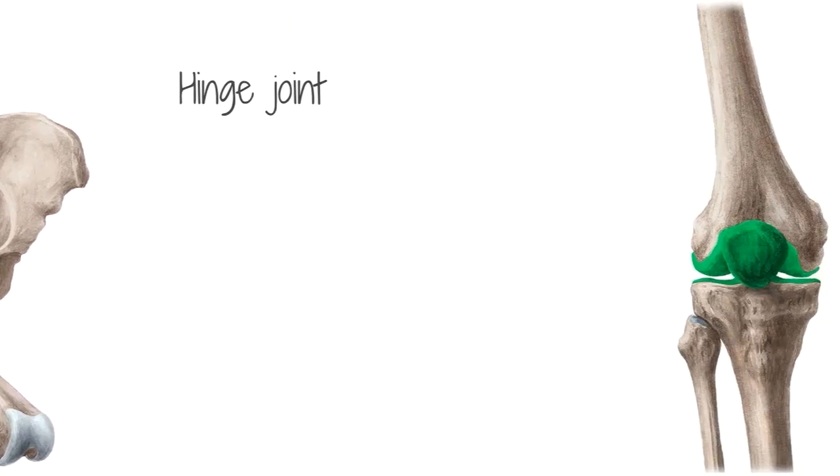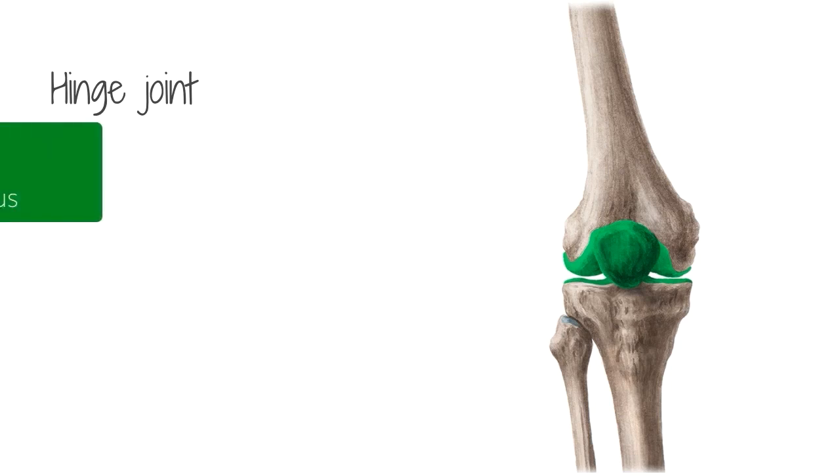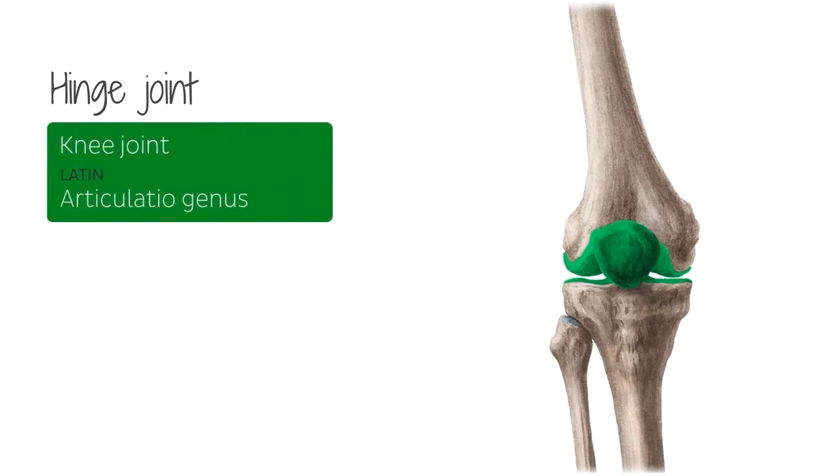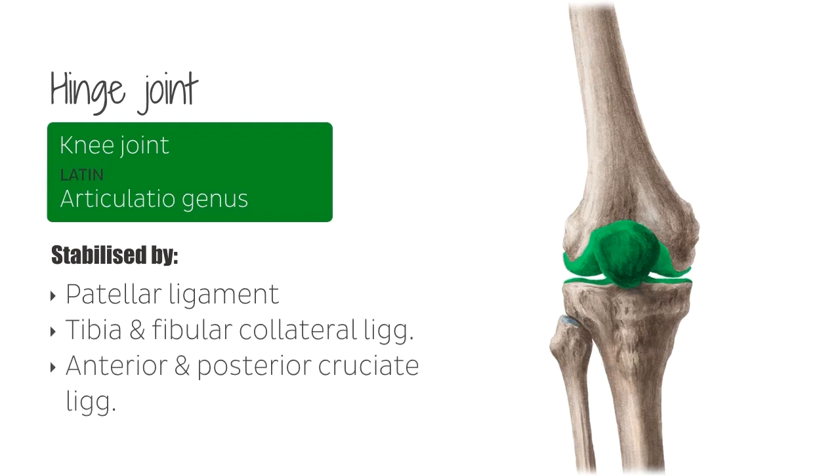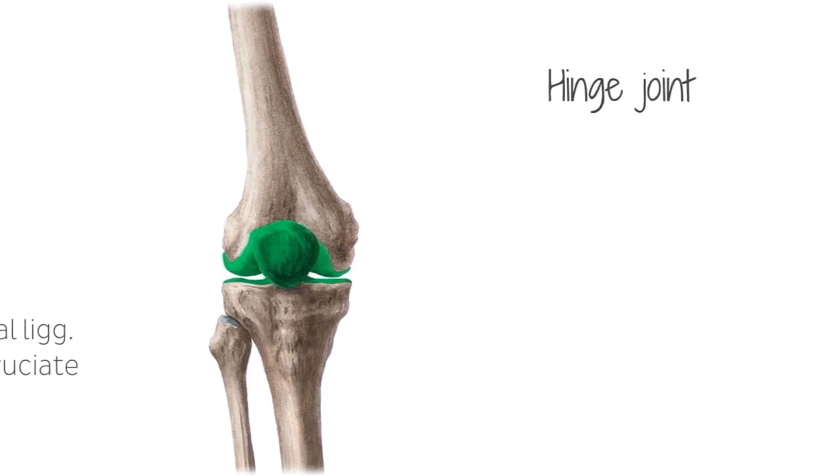At the junction between the thigh and the lower leg is the knee joint, which is a hinge type of synovial joint. This joint is a rather unstable joint that requires support from tendons and muscles. It is formed between the femur, the tibia, and the patella. The ligaments that stabilize the knee joint are the patellar ligament, the tibial and fibular collateral ligaments, and the anterior and posterior cruciate ligaments. Movements at the knee joint include extension, flexion, lateral rotation, and medial rotation.